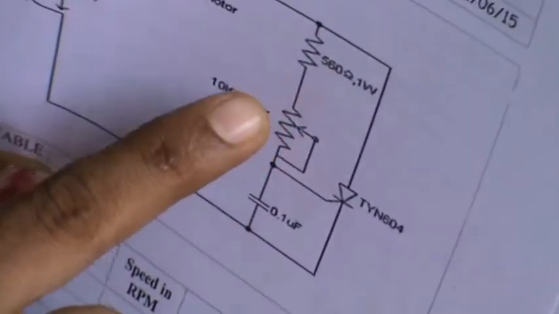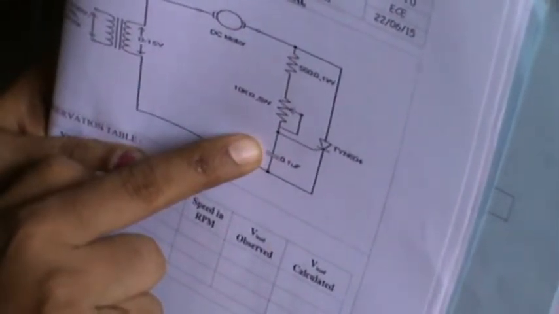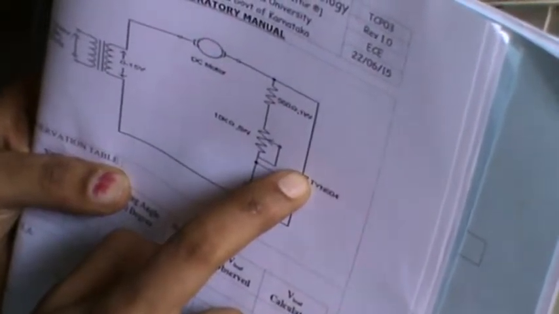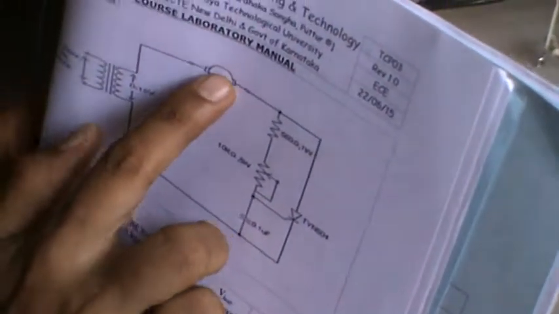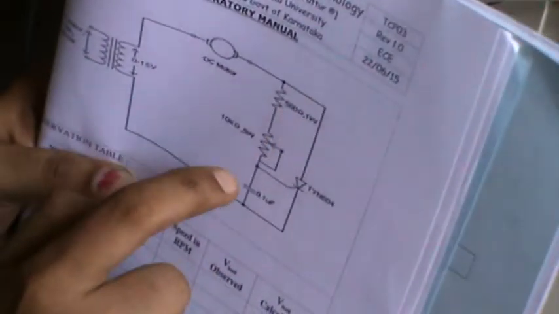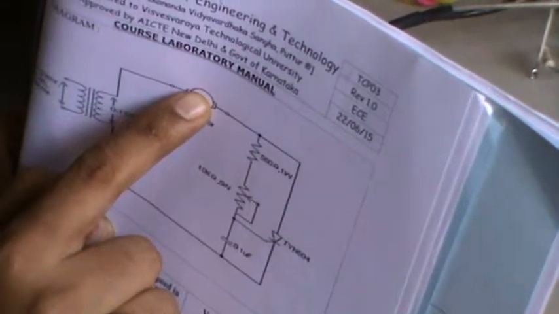If the R value, that is, this pot resistance, is less, the capacitor will get charged quickly, alpha will be less, this will conduct quickly, the conduction time will be more, more voltage will come to the motor, and therefore the speed will be more. Using this RC component, we will be varying the conduction time and thereby varying the voltage here and thereby varying the speed.